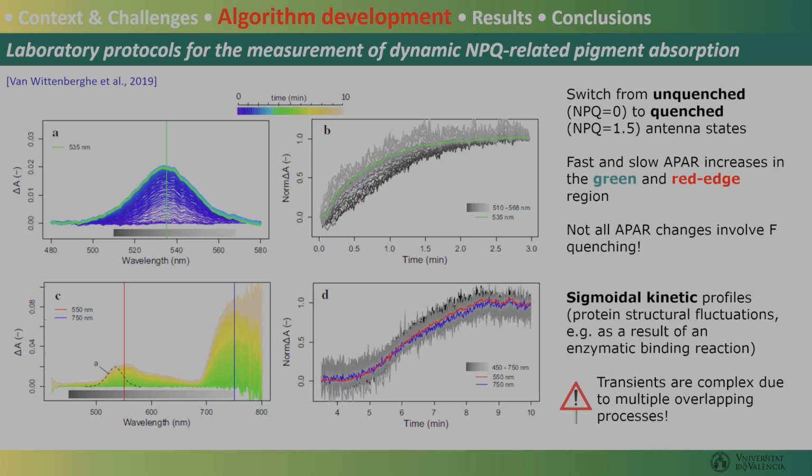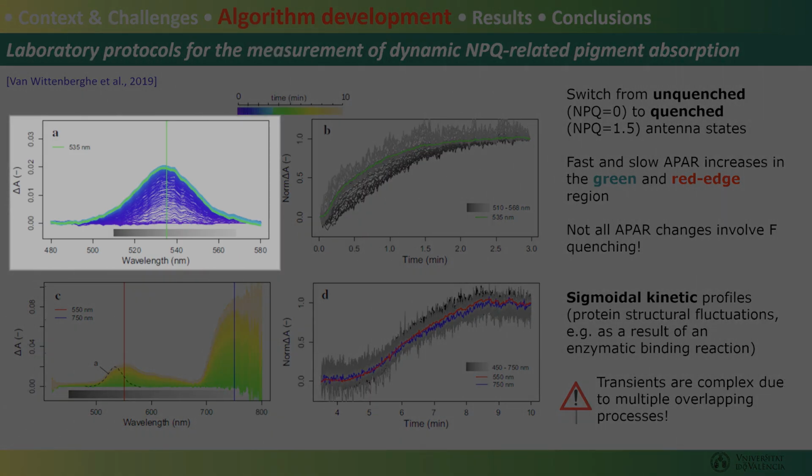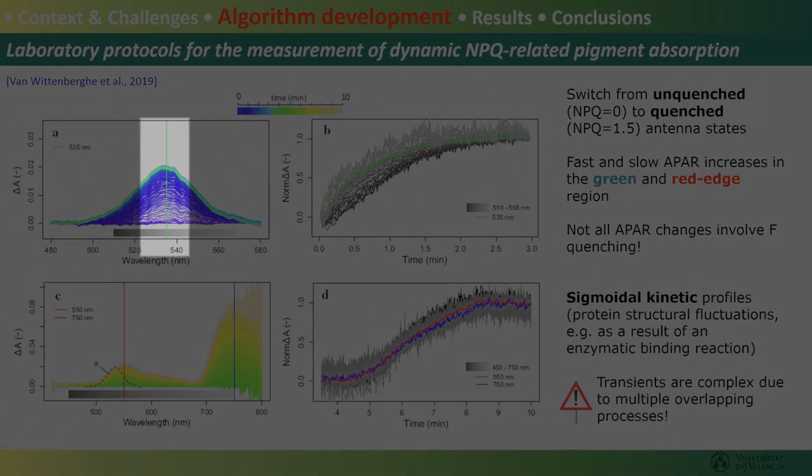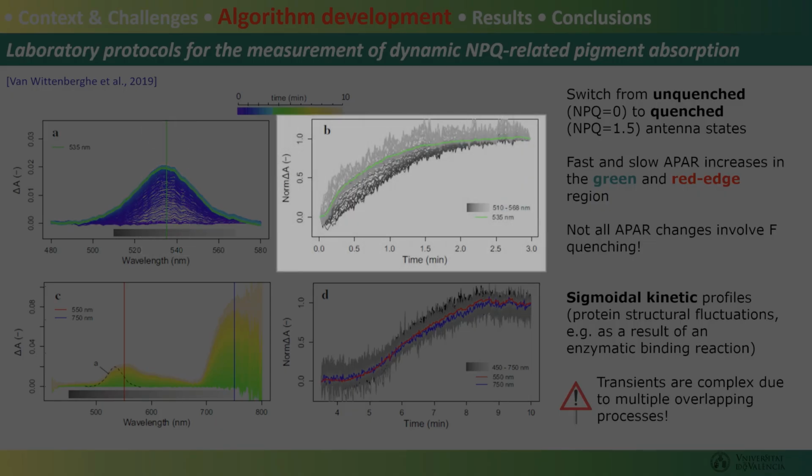So, what happens then? There are several processes that we see happening in this short time of a couple of minutes. In the first couple of minutes, what everyone normally measures through the PRI index is an increase in the absorbance with a peak around 530-something nanometers. And this is following a very quick sigmoid curve.